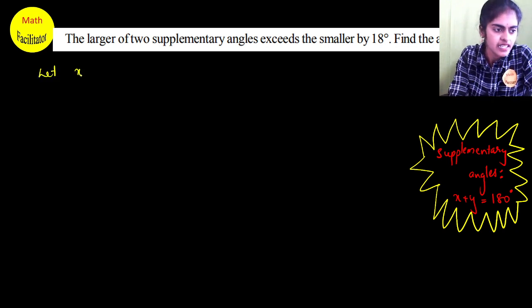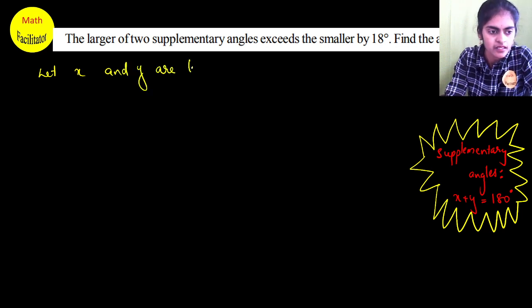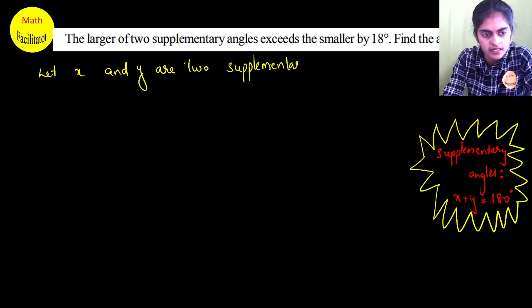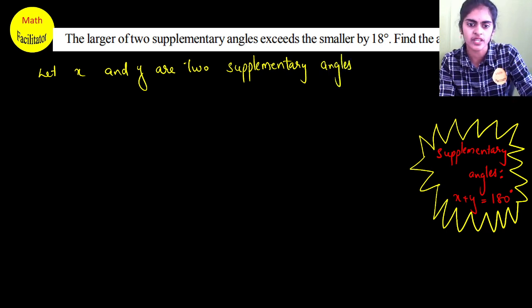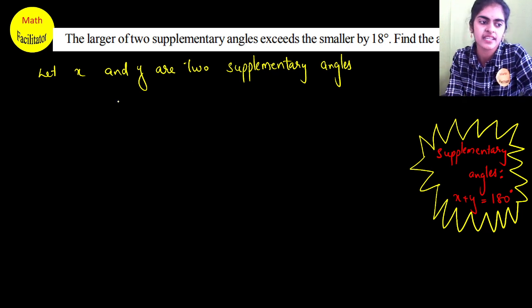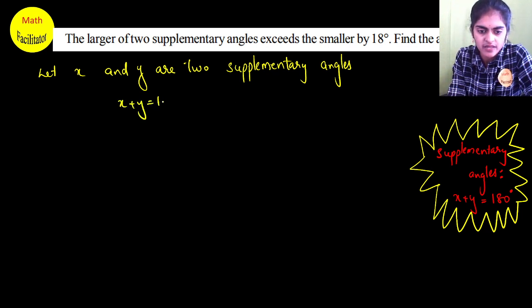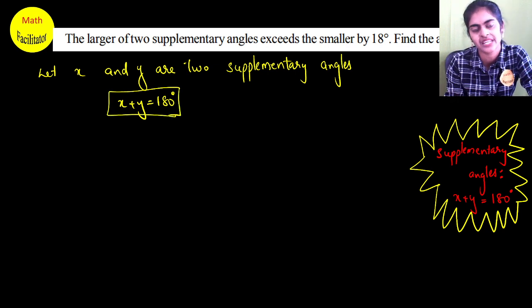So let me take x and y as two supplementary angles. Now what is x plus y? Adding the two, I should get 180. So this is the first condition.